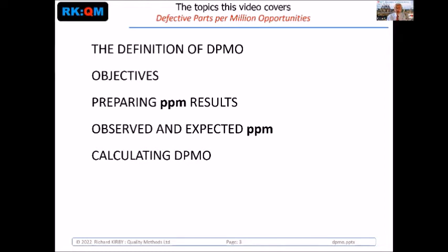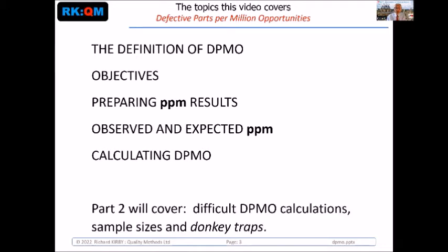This short course is good enough for simple examples. And there is a further course to look at the detailed process to calculate some of the more challenging examples of DPMO, how to decide on sample sizes, also to reveal some of the donkey traps, as I call them, easy mistakes that can be made, which would leave you with false, unhelpful, and dishonest results.